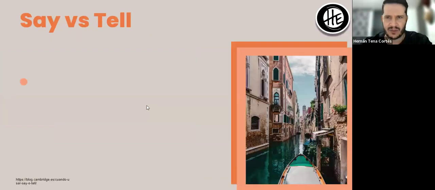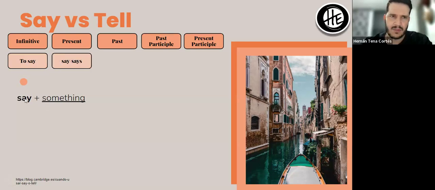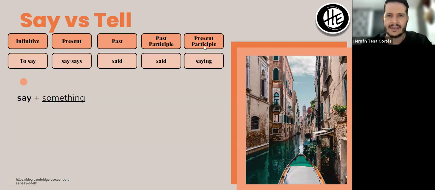But let's get more specific, okay? So we usually use say with something. Let's take a look at the different ways we can say this word, this verb of say. The normal way is to say. We can also use says, depending if the subject is he, she, or it, right? He says, she says, it says, but I say, you say, we say. In the past, we use said instead of say. That is the past of say. The past participle is also said. And when we're using the continuous, we say saying.